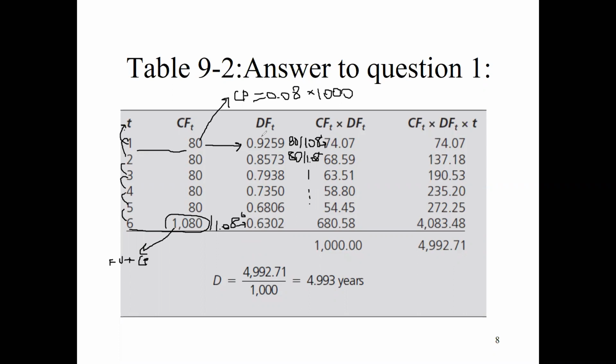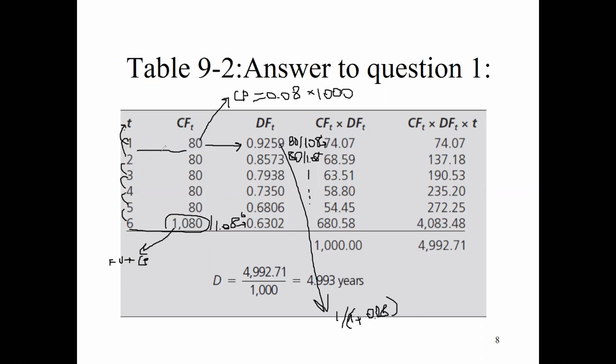If you use the discount factor, you have to multiply. But how can we get the discount factor? It is 1 divided by 1.08. This number, if you want to calculate it, you can get it as 1 divided by 1 plus 0.08. This is how you get the discount factor. And 1,000 divided by 1.08 to the power 6, you're going to get 680. And then what do we do?